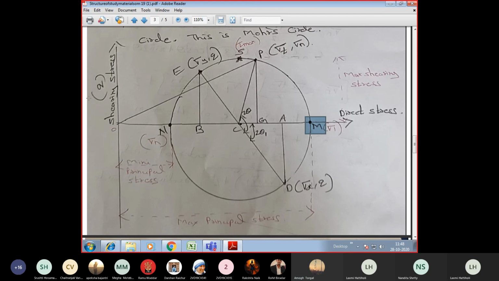Now similarly, N indicates minimum principal stress. So if you measure the distance from O to N, this indicates minimum principal stress. N is the point of minimum principal stress. That is why I have shown the dotted lines.